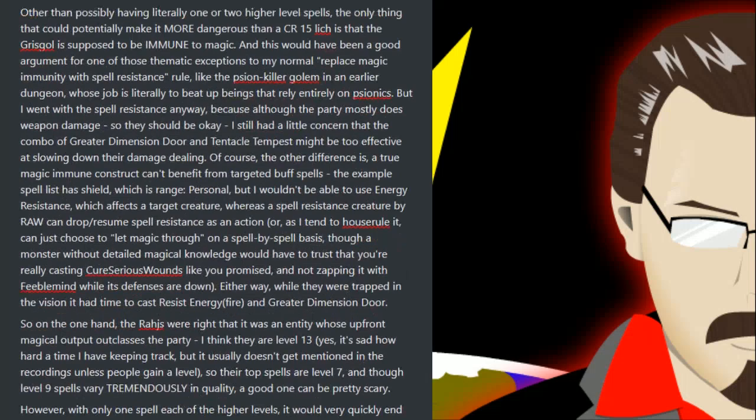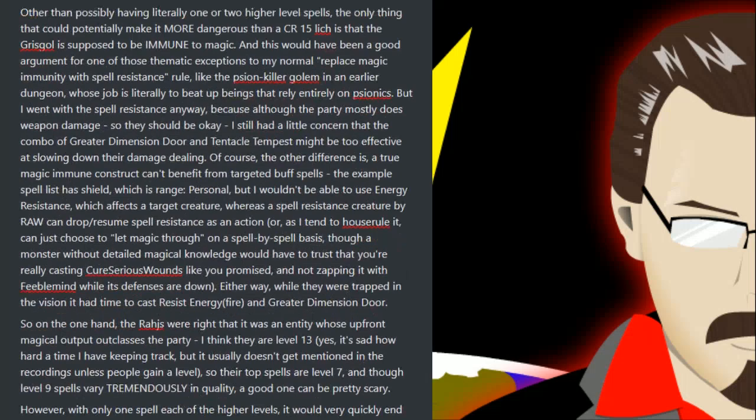Either way, while they were trapped in vision, it had time to cast Resist Energy Fire and Greater Dimension Door. So on the one hand, the Rajas were right that it was an entity whose upfront magical output outclasses the party. I think they are level 13. Yes, it's sad how hard a time I have keeping track, but it usually doesn't get mentioned in the recordings unless people gain a level.